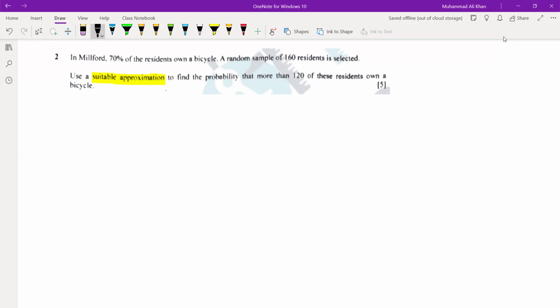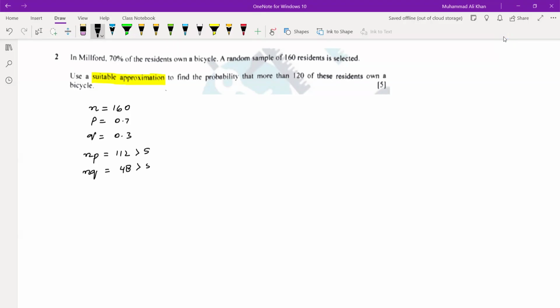So now, in this question, the total number of residents is 160. Use a suitable approximation to find the probability that more than 120 of these residents own a bicycle. The probability of bicycle is 70%, so P is 0.7. So Q is 1 minus P, 0.3. Now calculate NP. NP is 112. Calculate NQ. N multiplied by Q is 48. Both are greater than 5.